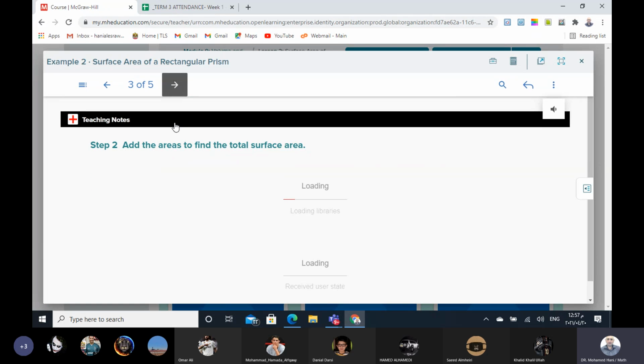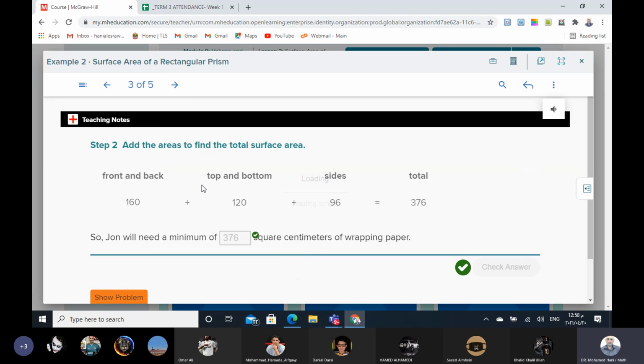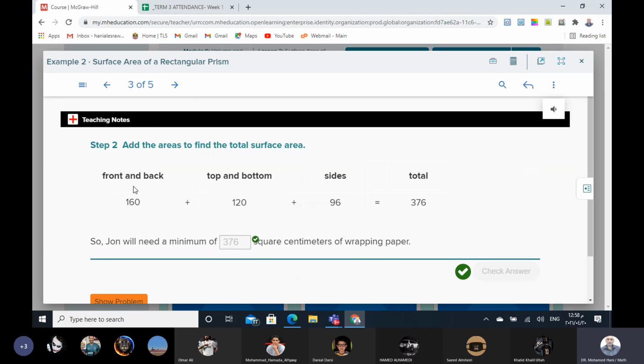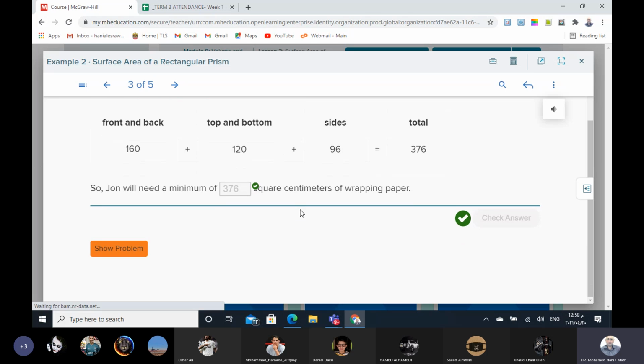Now to find the total surface area, add all the areas. Front and back 160, plus top and bottom 120, plus the sides 96. So the total will be 376 square inches.